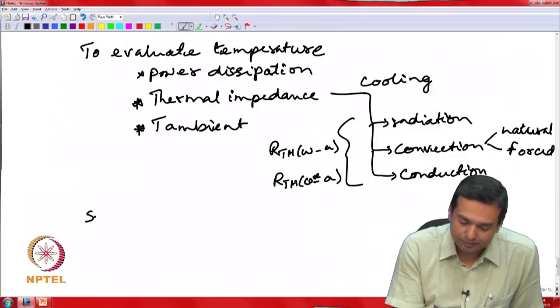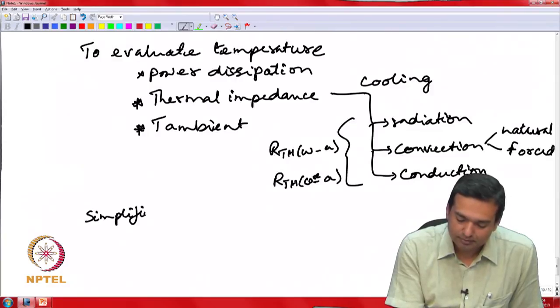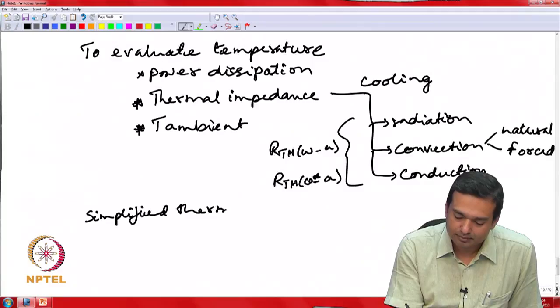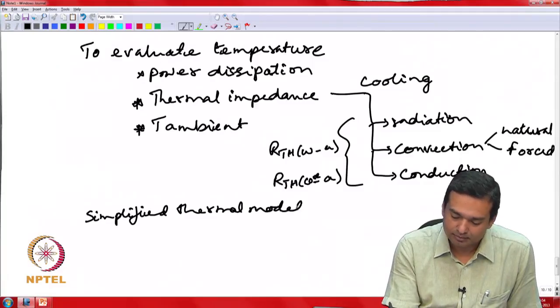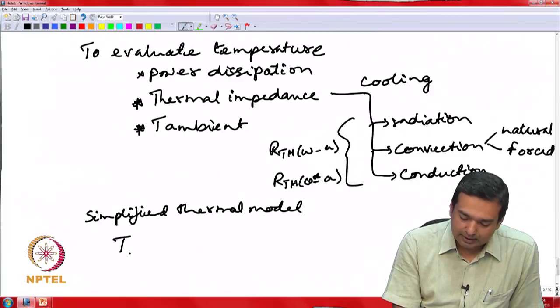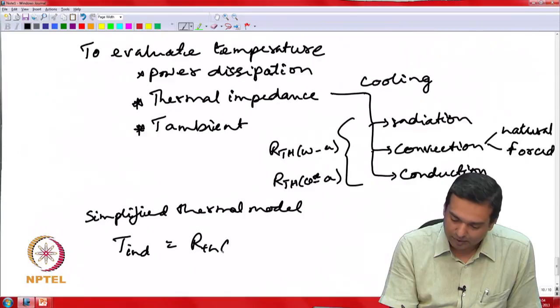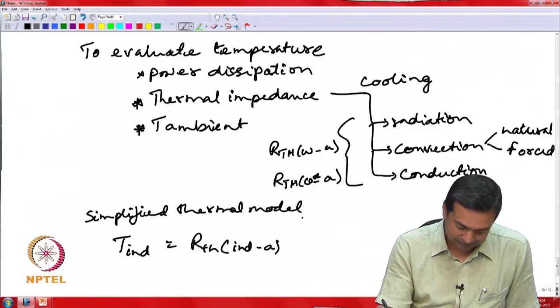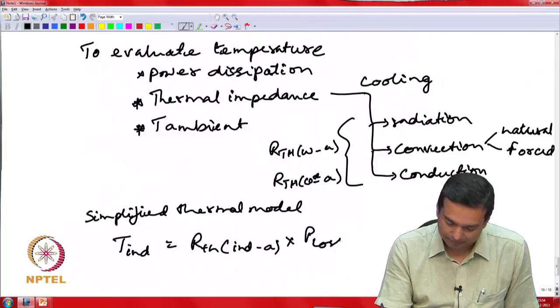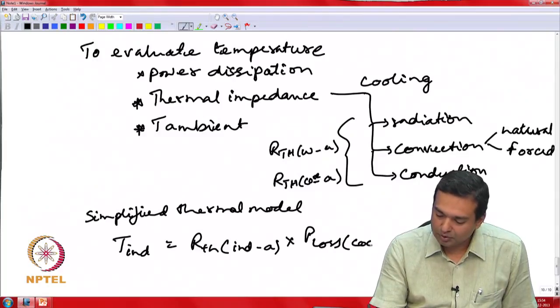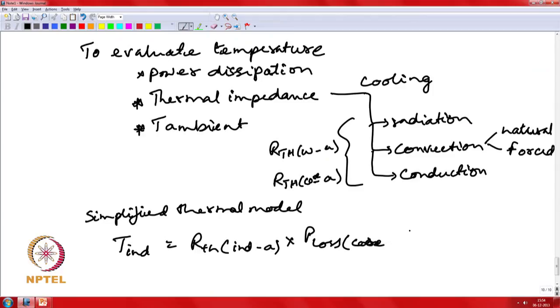So the temperature of the inductor would be RTH of your inductor to ambient times power loss of core plus your ambient.